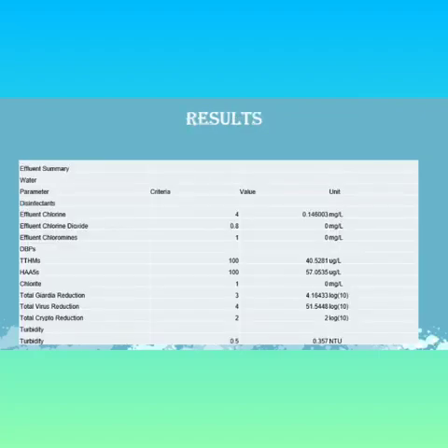Now this is the overall result which we concluded: the disinfectant usage is 0.14 milligram per liter, and the turbidity target value is 0.5 but we have achieved 0.3.